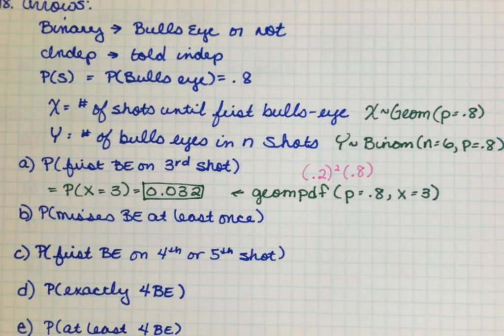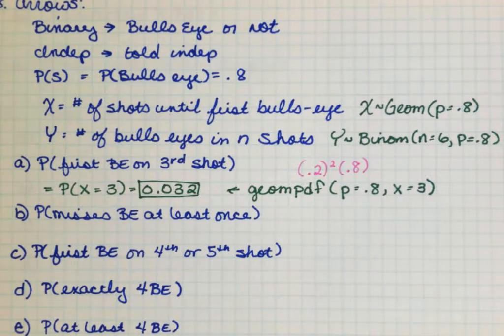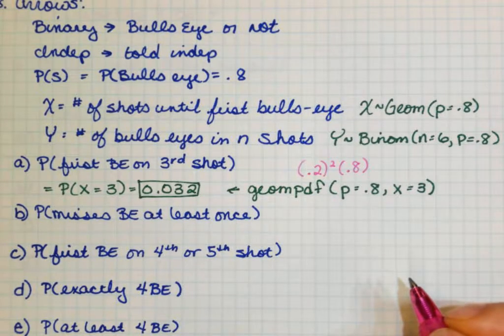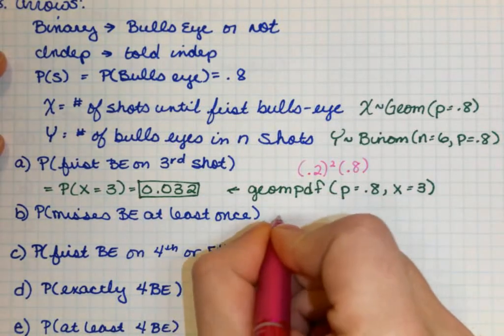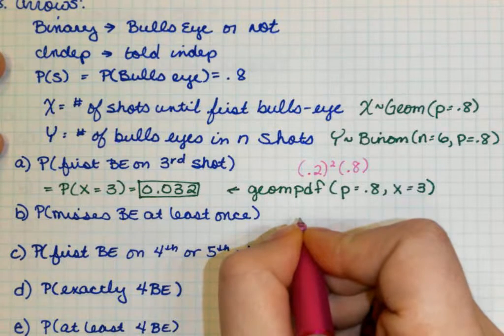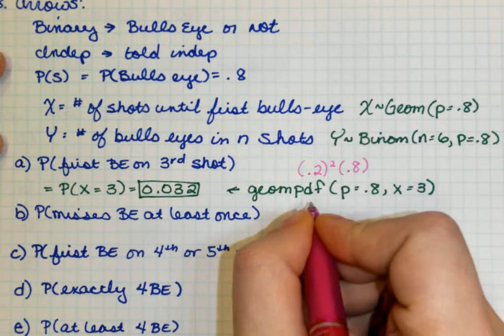I'm not sure if we actually finished this problem, but these are just the different things that we're looking at here. So the probability you miss the bullseye at least once. How many shots am I taking? 6. So what is the fewest number of shots I could make? 0.